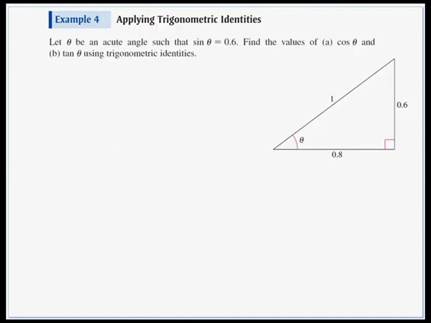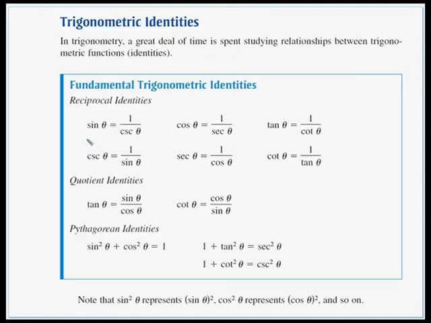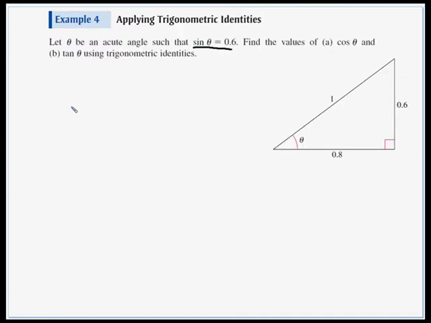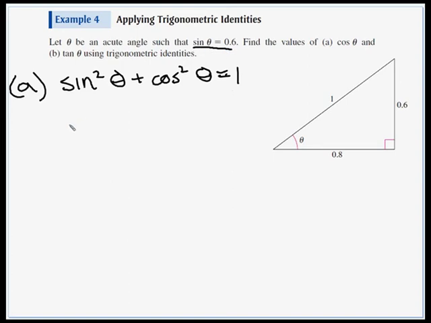So here in example 4, it says, let theta be an acute angle such that sine of theta is equal to 0.6. Find the values of a, cos theta, and b, the tan of theta using trig identities. Well, we're given sine here, and we want to find cos. And what ties that together would be this Pythagorean identity right here. Sine squared plus cosine squared is equal to 1. So for part A, we know that sine squared of theta plus cosine squared of the same angle is equal to 1. And we were given that sine of theta is 0.6. So 0.6 squared plus cos squared is equal to 1.